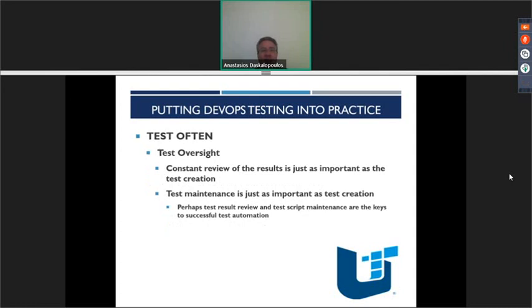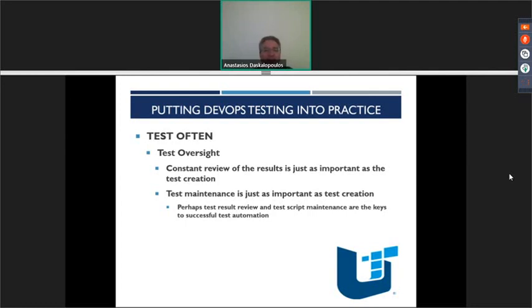Again, test oversight. The test execution is not necessarily just the important part. You have to really look at your results, examine your results. Don't just look at the green lights that say, wow, look at all of these passed tests. What have you been testing? What is your test doing? What is your test looking for? What is your test trying to do?